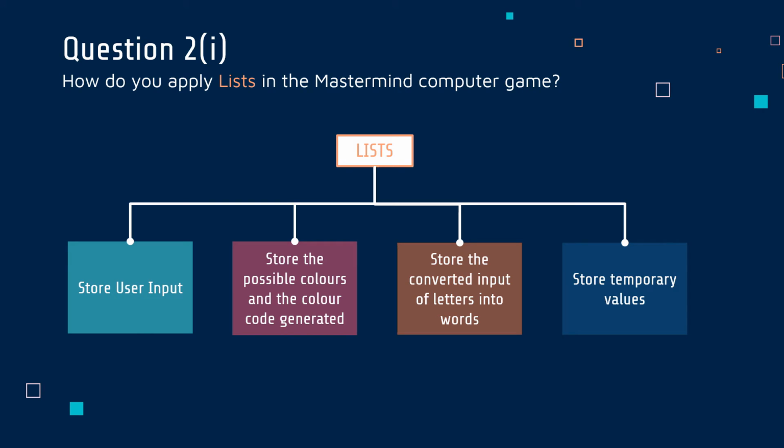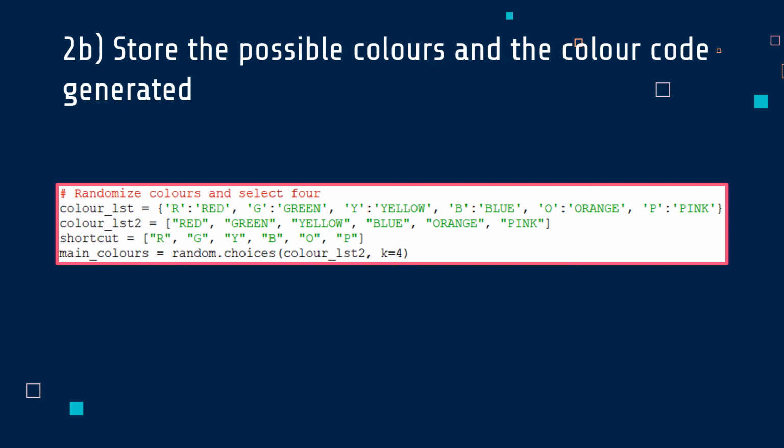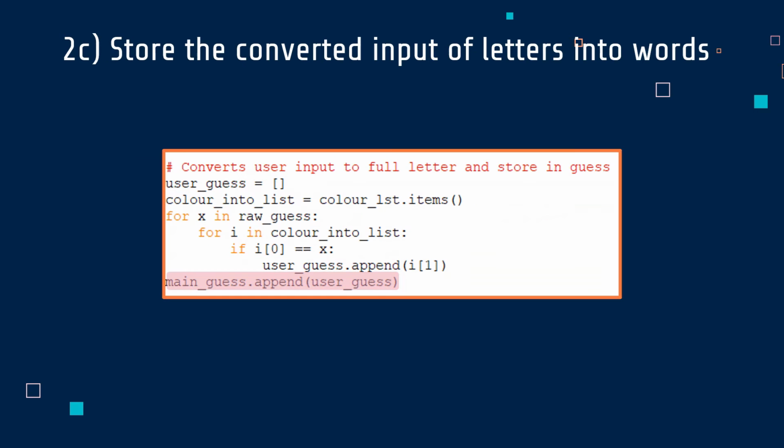For the next question on how this is applied, well, for the Mastermind game, this has been used in 4 different ways. Firstly, to store user input. Then it is also used in storing the possible colors and also the color code generated. Next, it is also used in storing the converted input of users from letters into words.